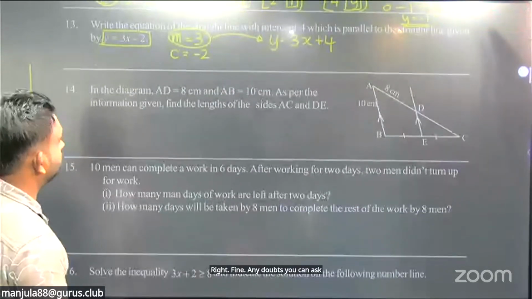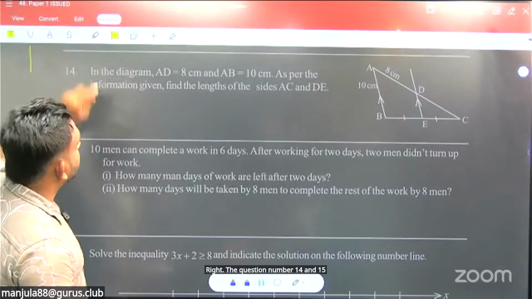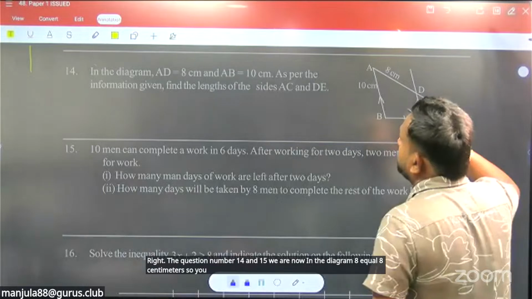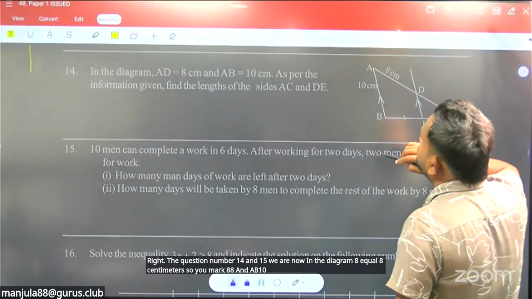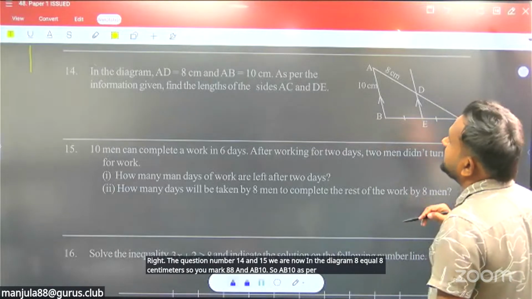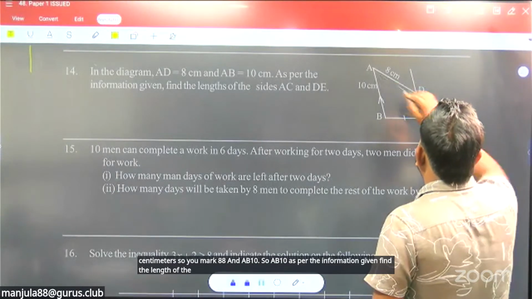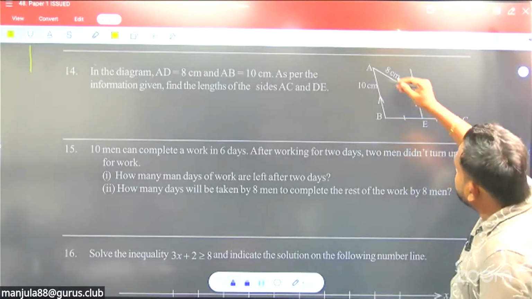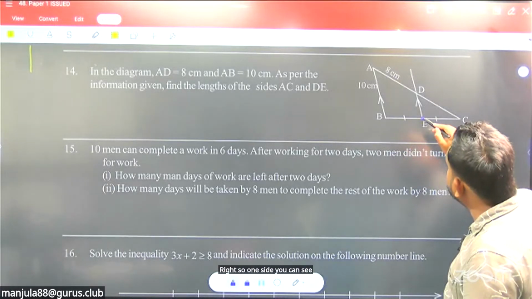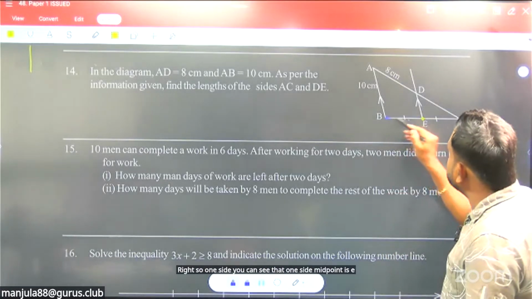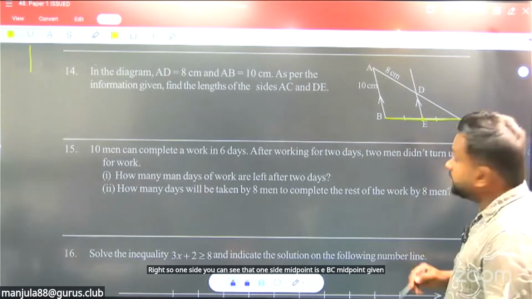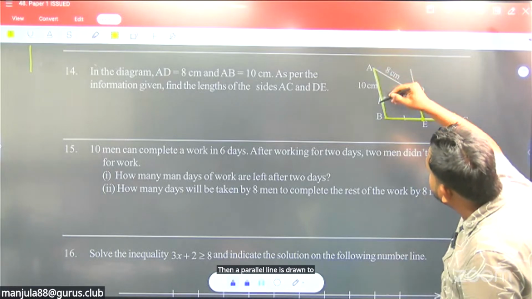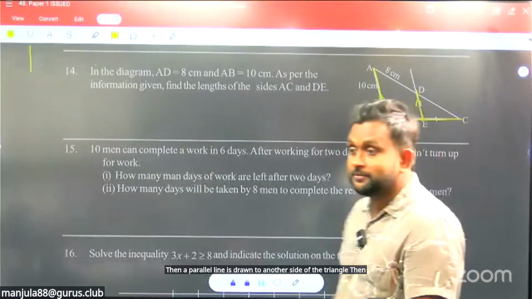Right. Question numbers 14 and 15 we are now dealing with. In the diagram, AD equals 8 centimeters. So you mark AD 8 and AB 10. As per the information given, find the length of the side AC. They are asking for AC. Now what happened here? You can see that on one side, BC, the midpoint is given as E. Then a parallel line is drawn to another side of the triangle. Then what does mathematics say?